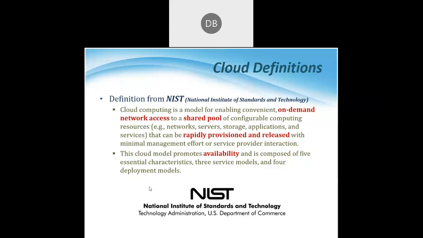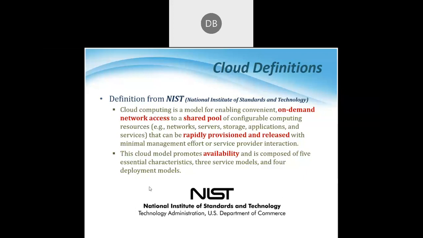So the NIST definition is a very popular one, which says that cloud computing is a model for enabling convenient on-demand network access to a shared pool of configurable computing resources, that is network, server, storage, application, services, that can be rapidly provisioned and released with minimal management effort or service provider interaction.